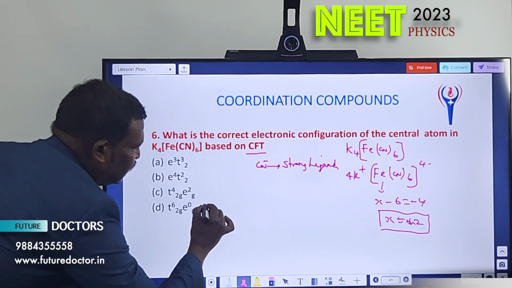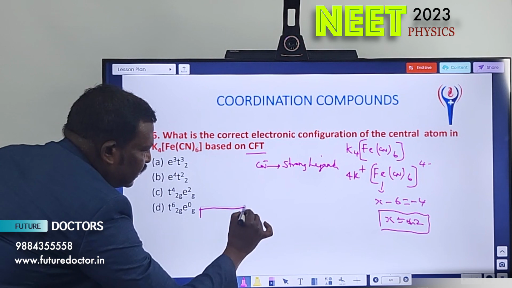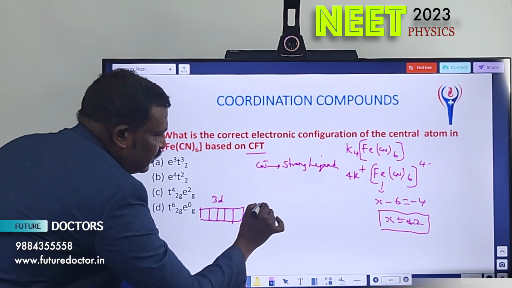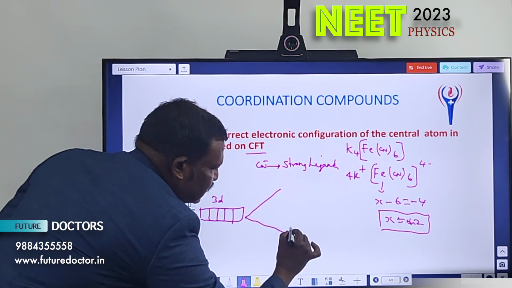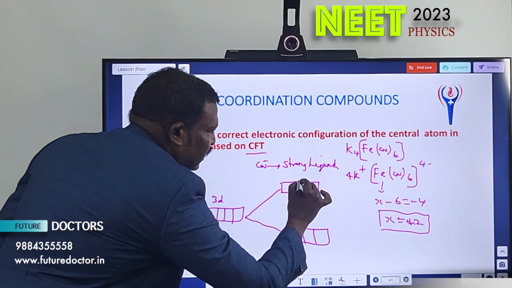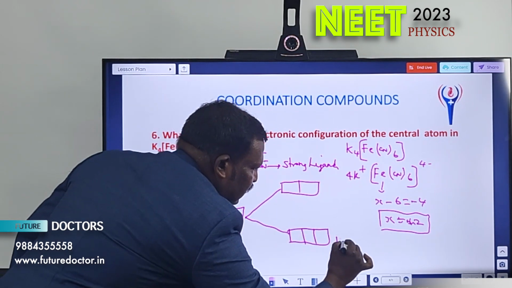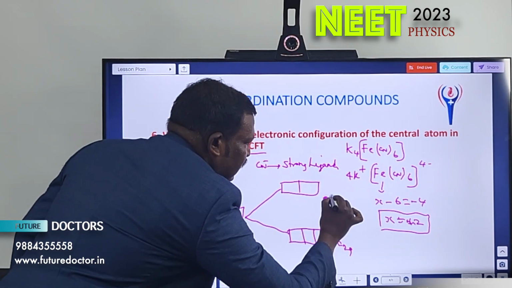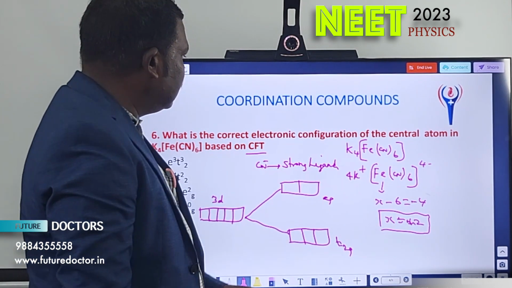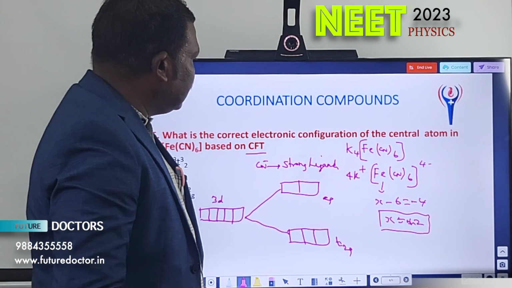Suppose here we have 3d orbitals. Whenever ligands come, the d orbital is split into two sets of orbitals. One is the T2g orbital, another one is called the eg orbital. This is called T2g, and that is called eg. Okay, it's a strong ligand. Then one more thing you should remember.